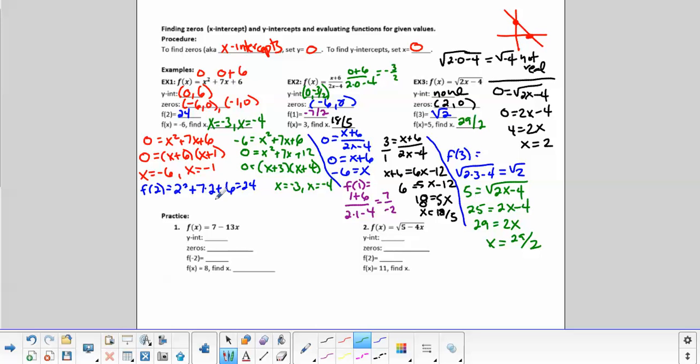Okay, so I'm going to stop the second video here, and before you start the next video, try these 2 practice problems to see if you get that, and then we'll move on to the last section.